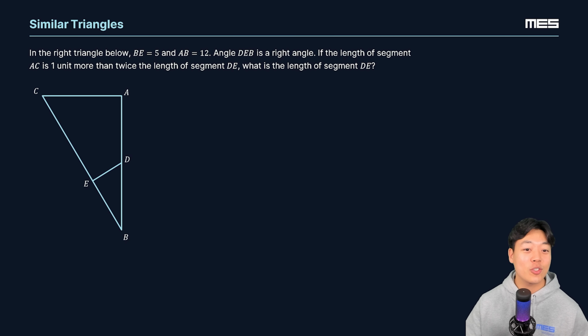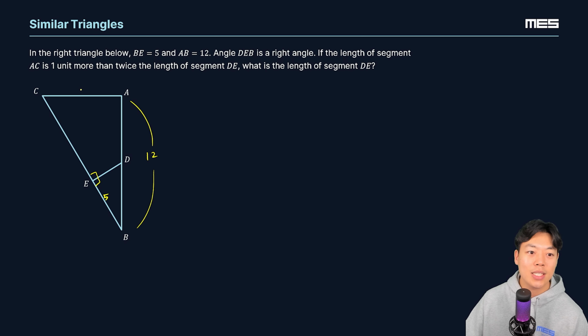Here's another one. In the right triangle below, BE is equal to 5. So this is 5. AB is equal to 12. All this is 12. And angle DEB is a right angle. Great. That's good to know because these all have to be right angles. The length of segment AC is 1 unit more than twice the length of DE.